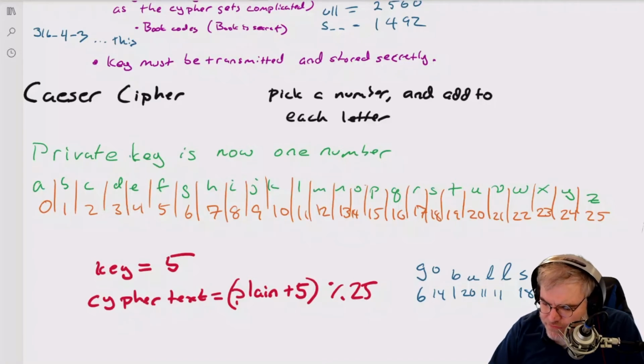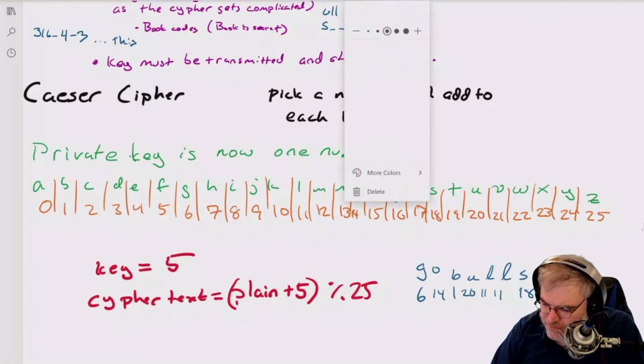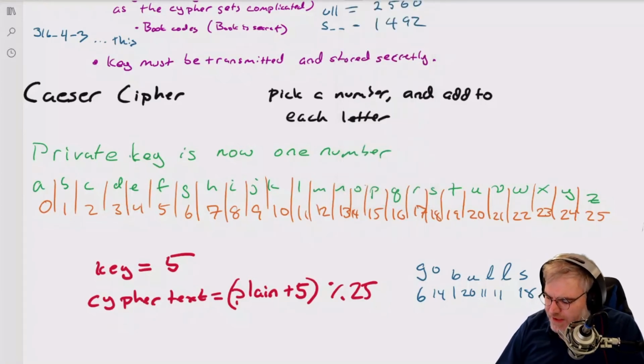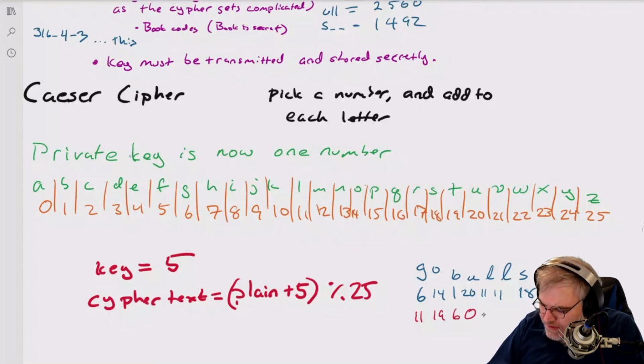So my ciphertext, when I send it, traditionally ciphertext is red and plain text is blue. And also the convention is that ciphertext is in lowercase and plain text is in uppercase. So what I do is I just add 5 mod 25. So this one's going to become an 11. This one's going to become a 19. This one's going to become a 6. This one becomes a 25, which is a 0. This one becomes 16, 16.